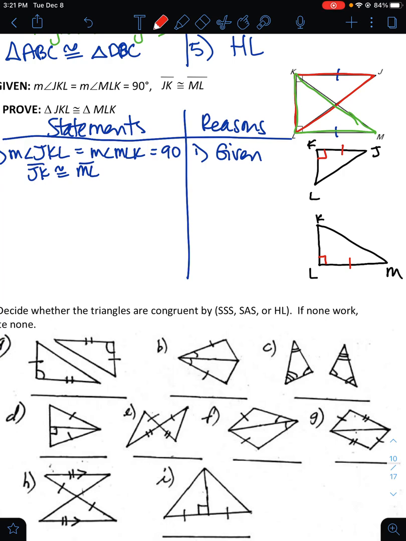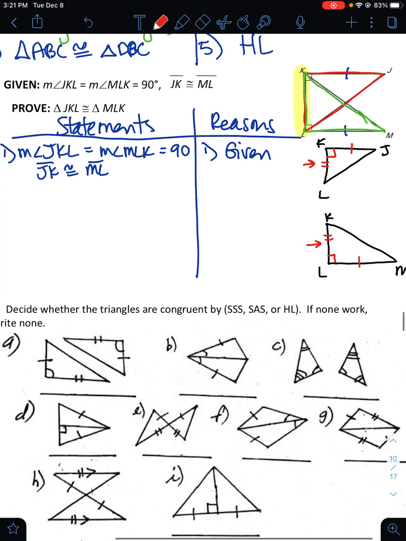I do want you to notice one side. I'm going to highlight KL. So do you see how KL is in this triangle and this triangle? Do you see how it's the exact same segment? So when I push those triangles back together, they overlap. So this is another example of reflexive. So because it's the exact same side in both triangles, it's a reflexive side. So I'm going to mark it and use that in my proof.